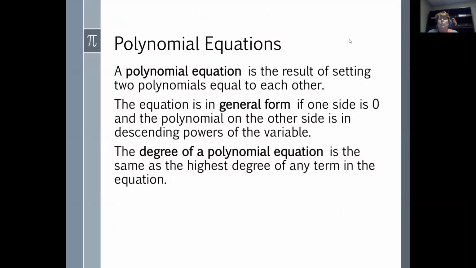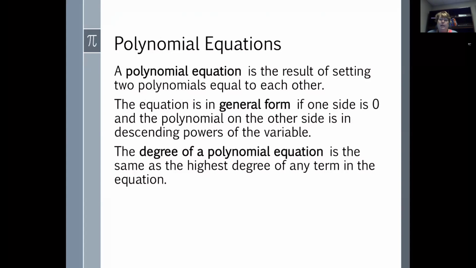Polynomial equations. What makes an equation a polynomial equation? Well, if we set two polynomials equal to each other, that's a polynomial equation. Now, what makes something a polynomial? What makes something a polynomial is that none of the exponents can be negative numbers or fractions. All the exponents must be whole numbers: 0, 1, 2, 3, 4, etc.